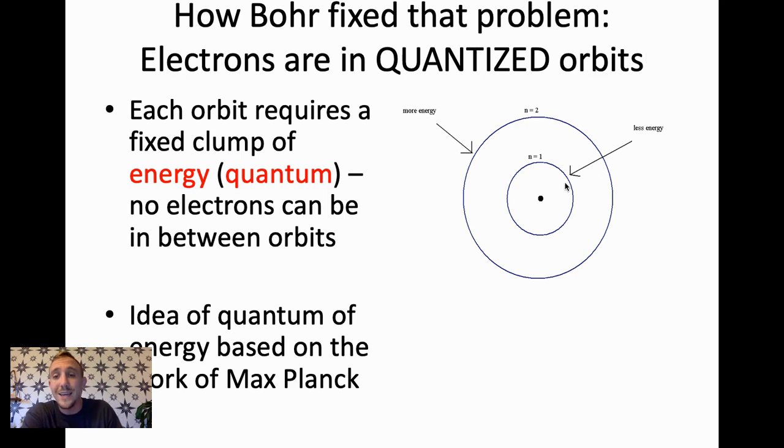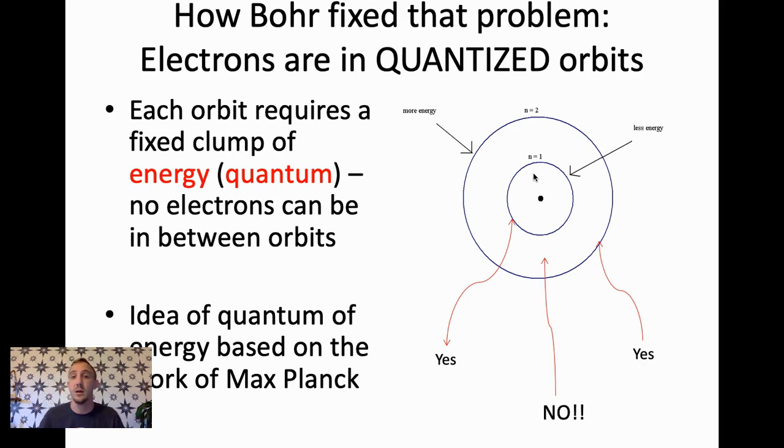What he was saying is they had to be in fixed orbits. They couldn't be in between orbits. It could be on the first energy level, it could be on the second energy level, but it could not be in between. All right.